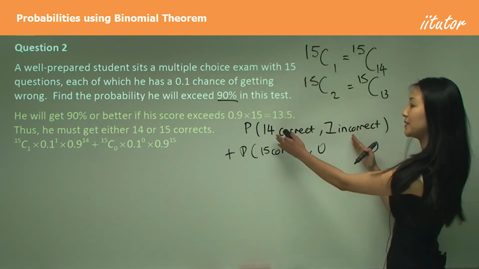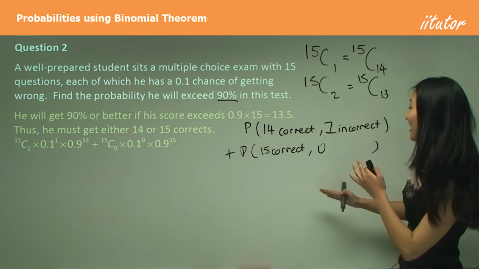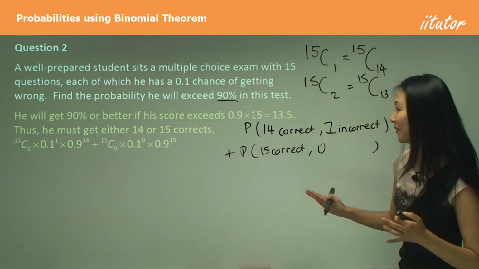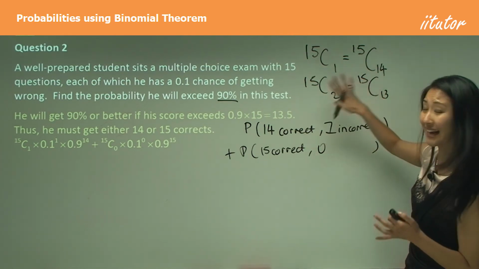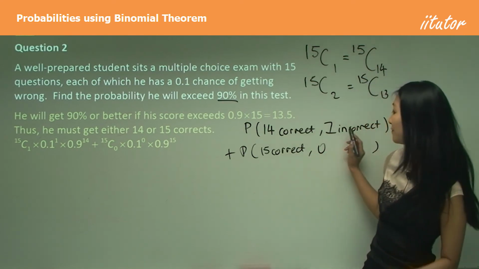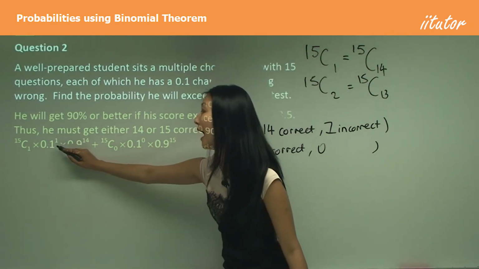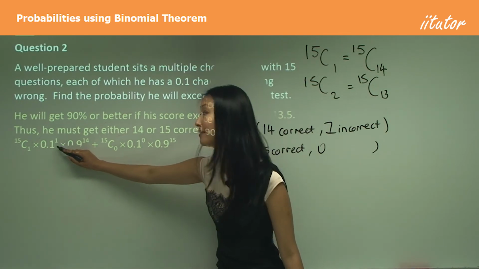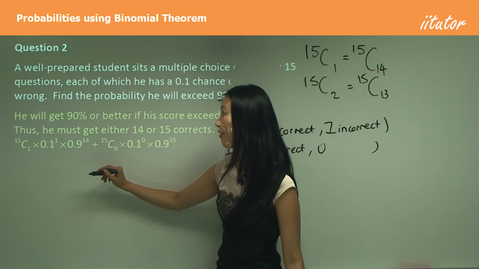And because it's binomial, these will always add up to be 15. So it doesn't matter which one you choose, as long as you just stick to one. It doesn't matter which one you choose, they're exactly the same. So just don't be confused by that. So in this case, 15C1, and your probability of getting it correct was 0.1, so power of 1, and 0.9 is to the power of 14.